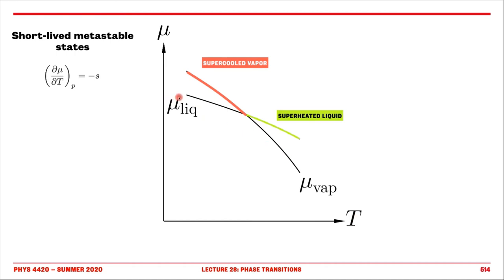Suppose that you have a liquid that you heat up. You're going to heat up the liquid. The chemical potential is going to keep going down, as we expect. Why is it going down? Because it's minus the entropy. So this is why we have this graph.